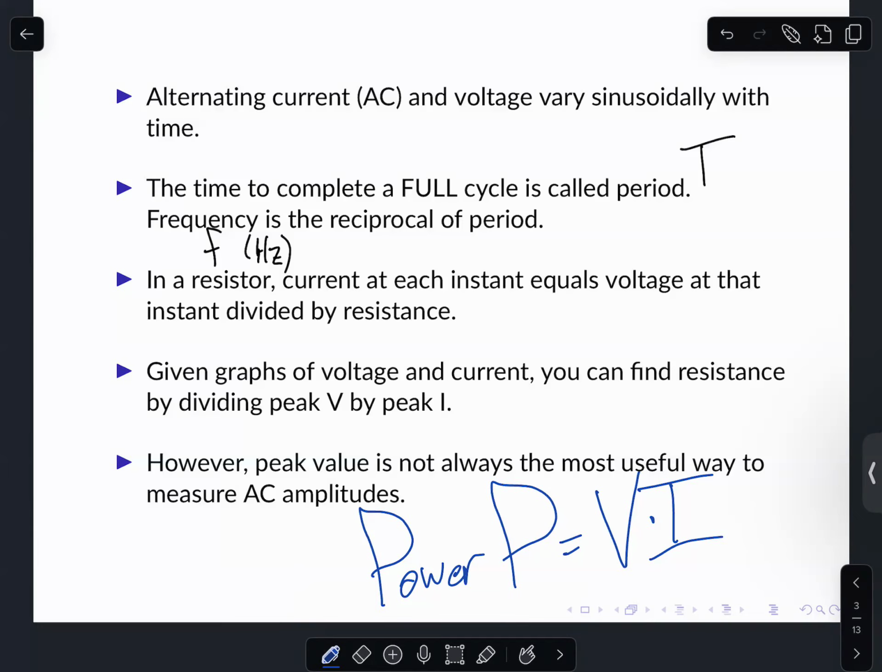Power. The rate at which energy is transferred has a very simple electrical way to calculate it. If you multiply the voltage somewhere by the current, remember voltage divided by current, that's resistance. Voltage times current, that's power, the rate of energy transport. What if we multiply a peak voltage by a peak current?